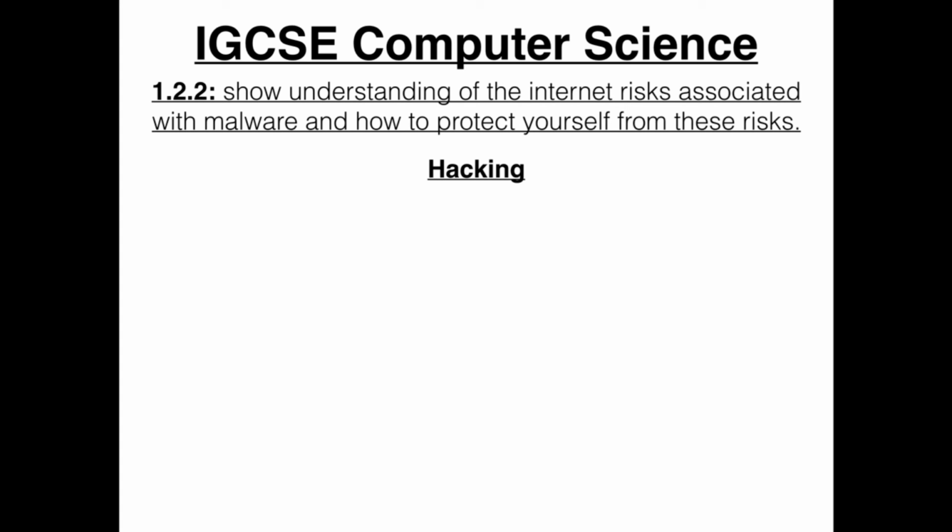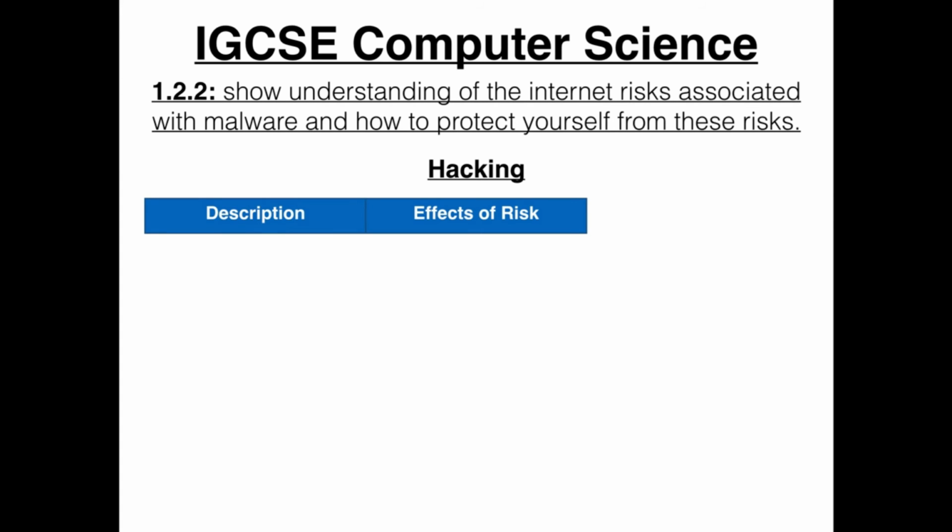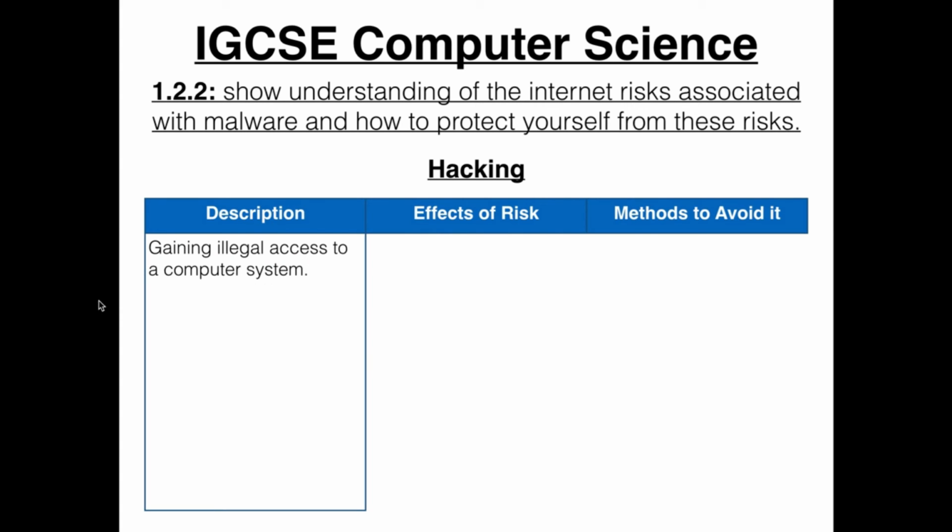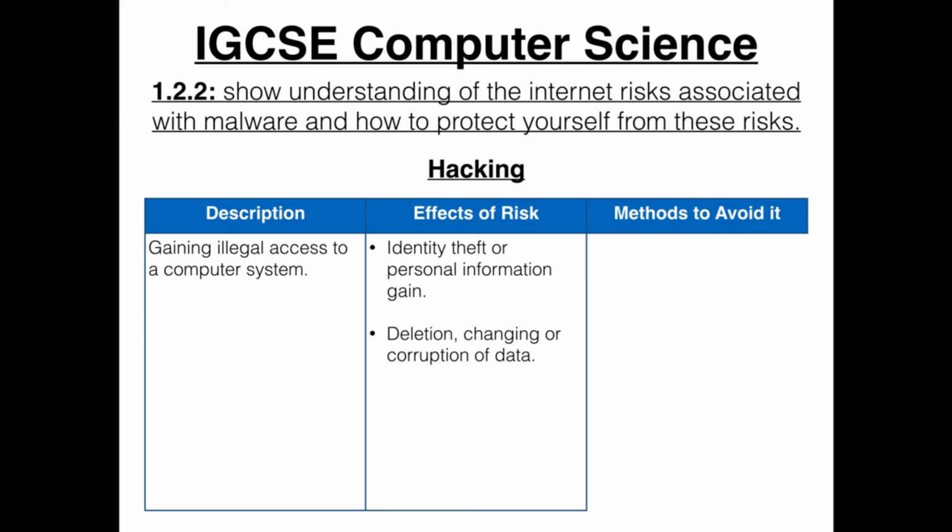So the first one we'll look at is hacking. We've got a table here actually. Description, effects of hacking, and methods to avoid it. So hacking is basically gaining illegal access to a computer system. I'm pretty sure everyone here has an idea of what hacking is, and the risks of hacking, which we'll see right now. So these include identity theft or personal information gain, or deletion, changing, or corruption of data.